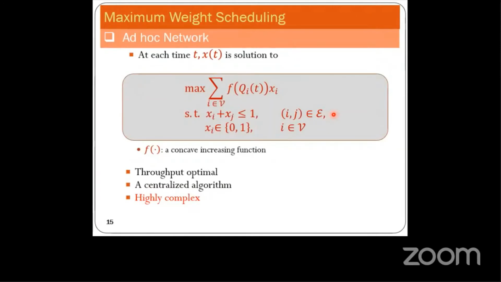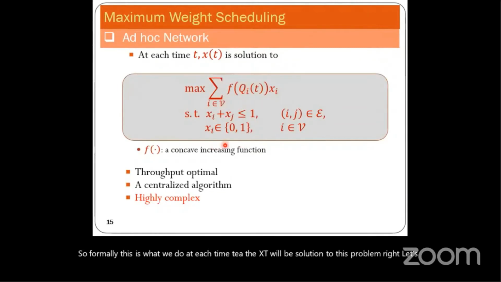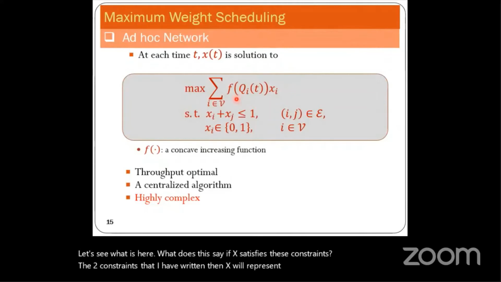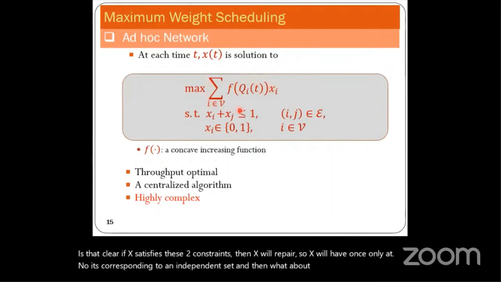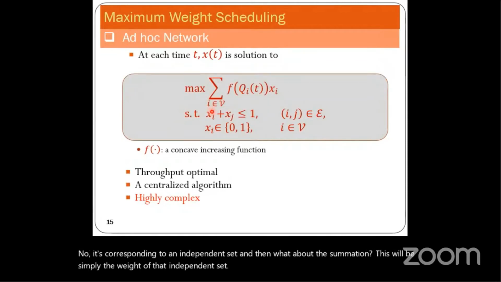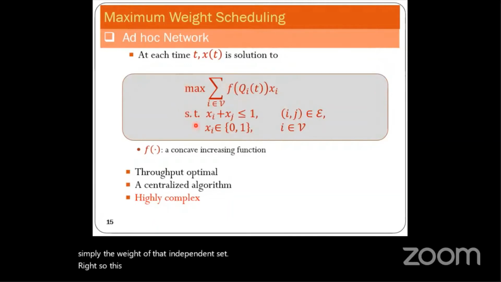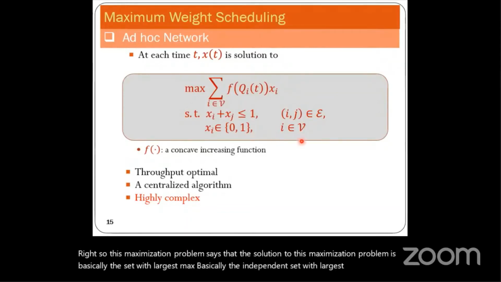So formally, this is what we do. At each time t, x_t will be the solution to this problem. Let's see what is here. What does this say? If x satisfies these two constraints that I have written, then x will represent an independent set. Is that clear? So x will have ones only at nodes corresponding to an independent set. And then what about the summation? This will be simply the weight of that independent set. So the solution to this maximization problem is basically the independent set with the largest weight. That's exactly what we were looking for.